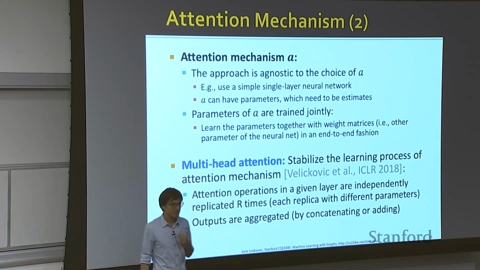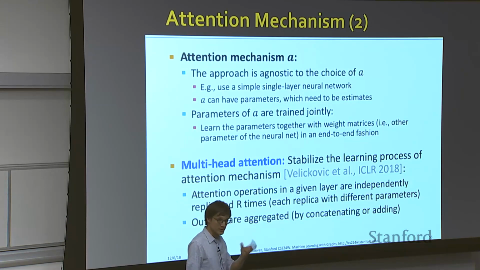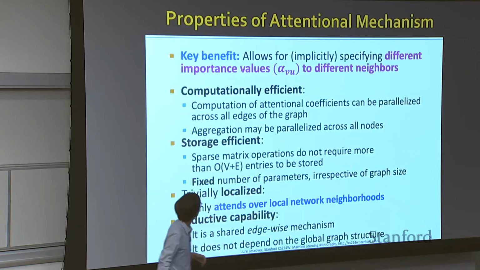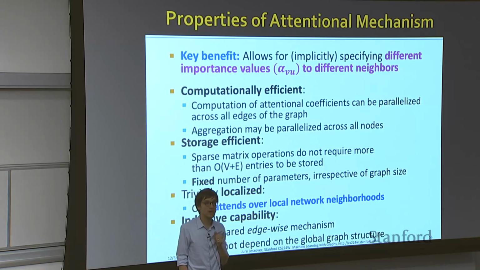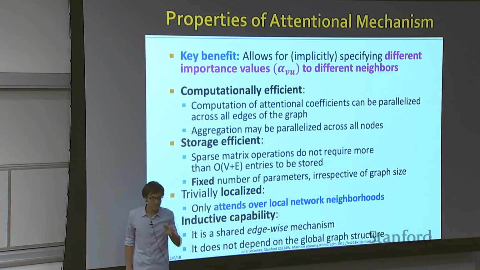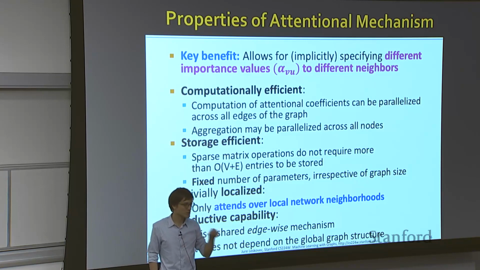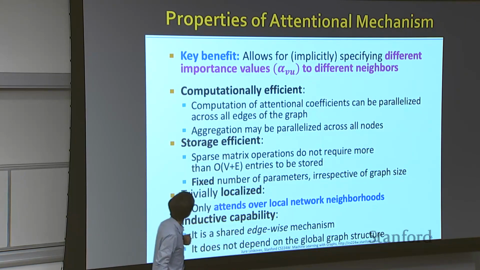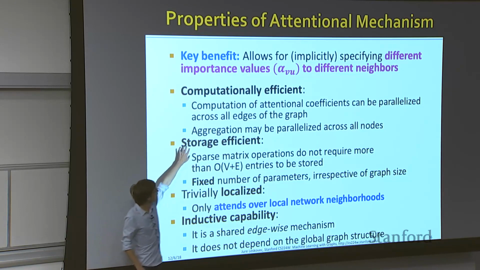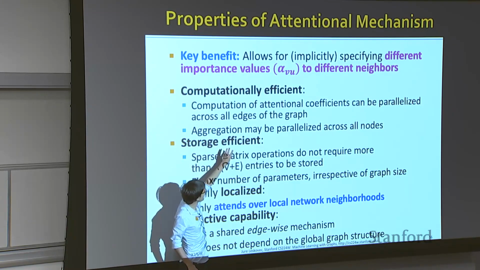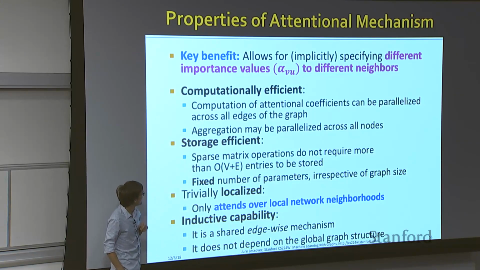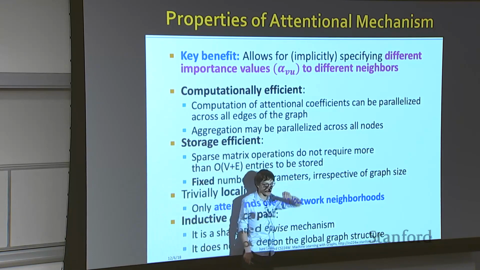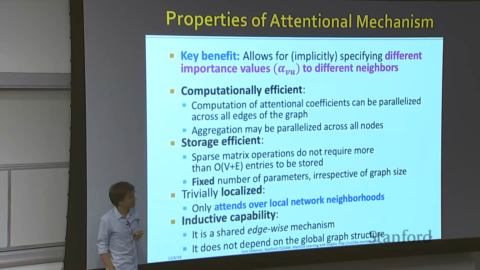So what are some key benefits of this, and why would you want to use these weights on the edges and learn them? This allows us to specify different importance values for different neighbors. And these importance values can be learned based on the feature representations or the messages that these neighbors are sending to you. This is computationally efficient because the computation of this attention mechanism can be parallelized, and aggregation may also be parallelized across all the nodes of the graph.